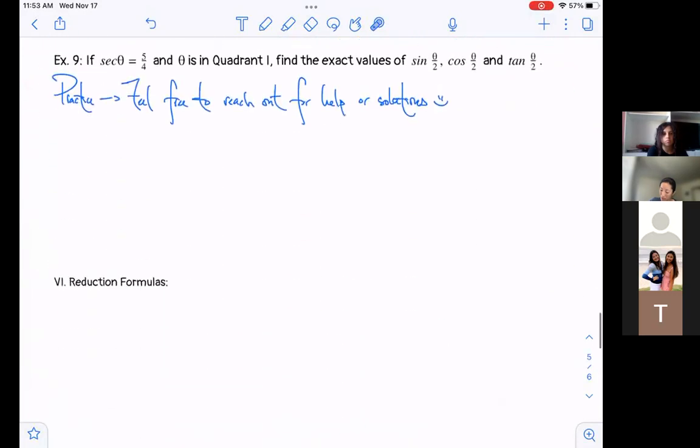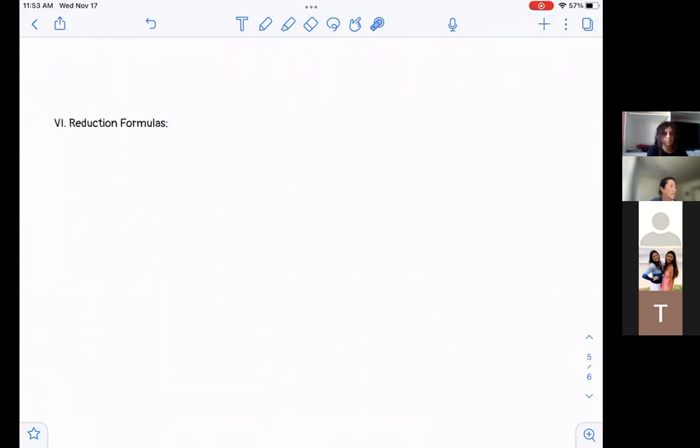All right, so last bit then is the reduction formula. I'm going to talk through this quickly. This will not be on the exam, the reduction formulas, but I just want to show you what they are so you know what they are.